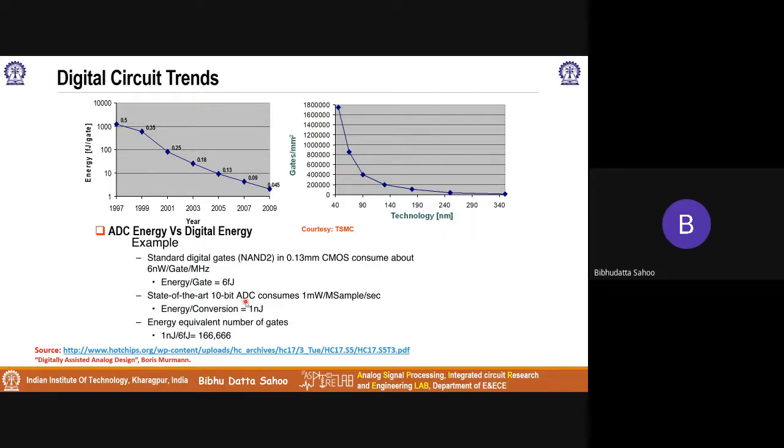Now, in this 2-hour lecture, it is difficult to get into how digital assistance is done. But if you want to reduce power in analog circuits in nanometer CMOS, the best way is to use as many digital gates as possible to compensate for analog non-idealities.